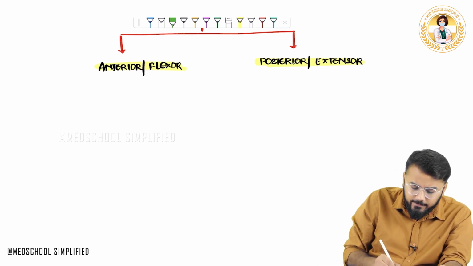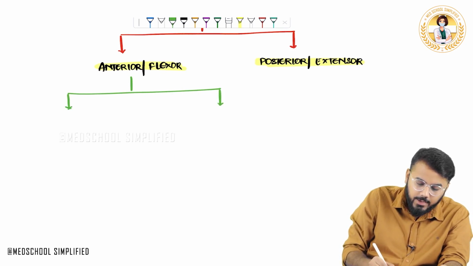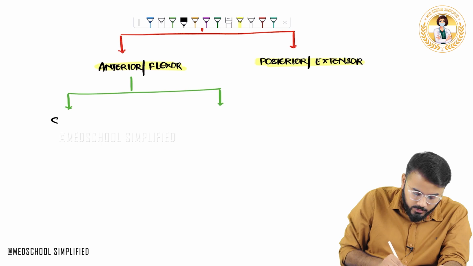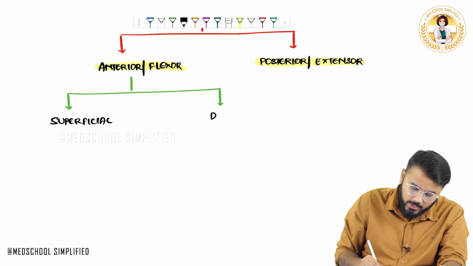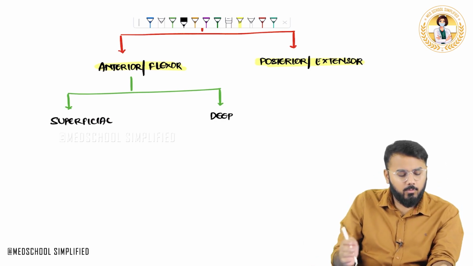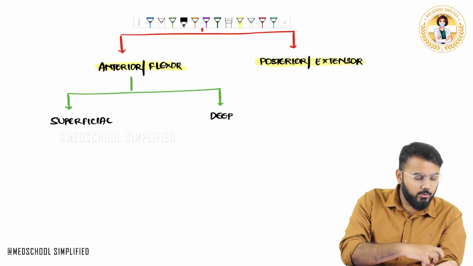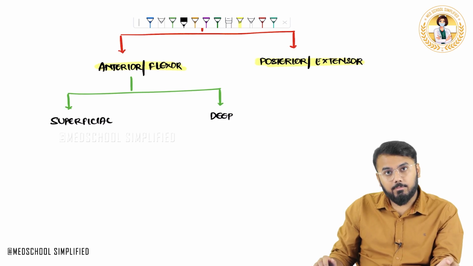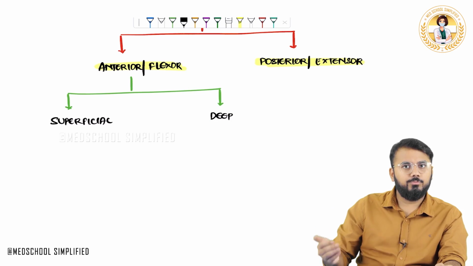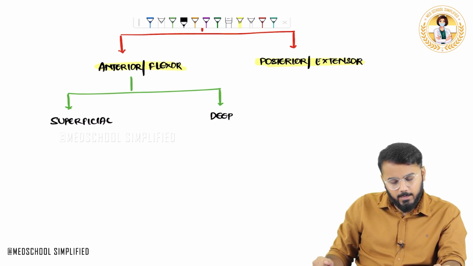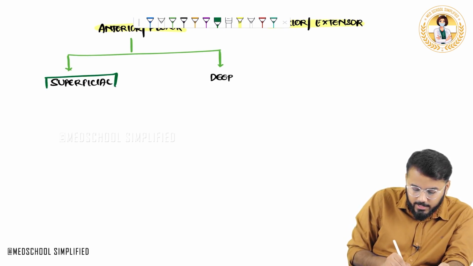Now within the anterior compartment, we have two groups of muscles. What are those two groups? We have the superficial group, and we have the deep group. The moment you cut the skin, whatever muscles you can see are superficial, and when you remove the superficial ones, inside there will be some muscles called deep muscles. Even in the posterior compartment we have two groups, the superficial as well as the deep group. Now we shall be discussing the superficial as well as the deep muscles.